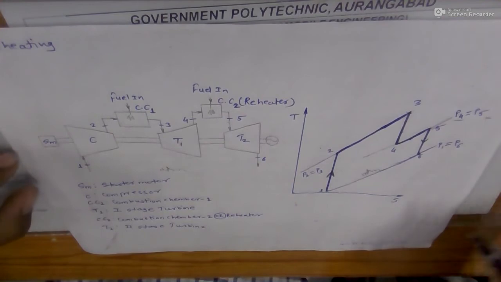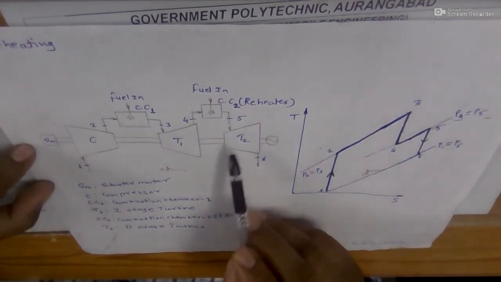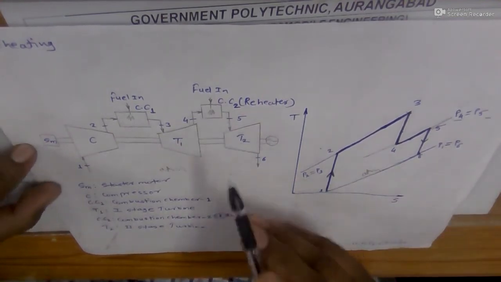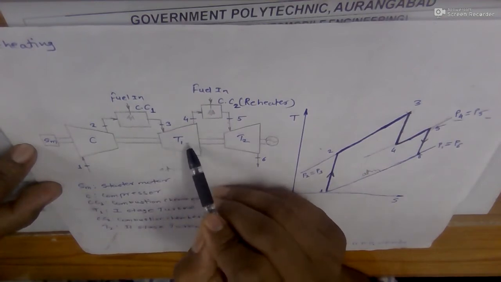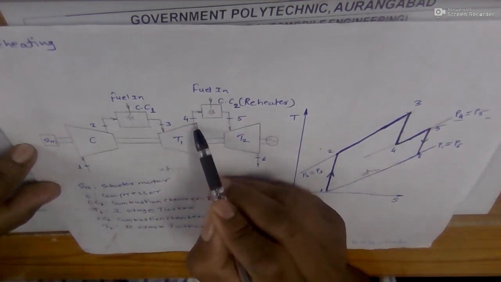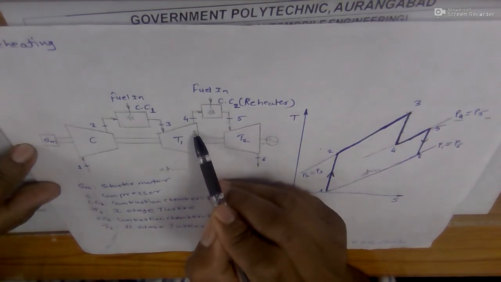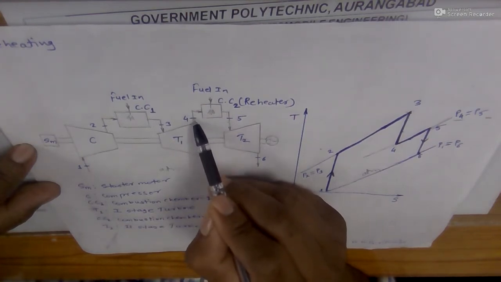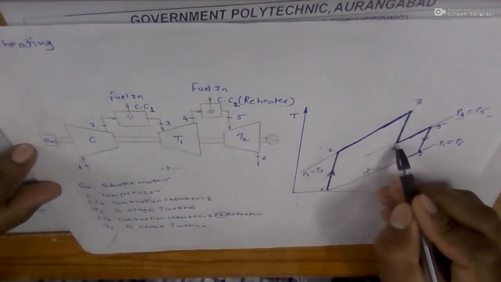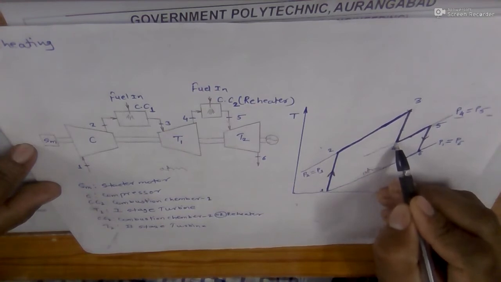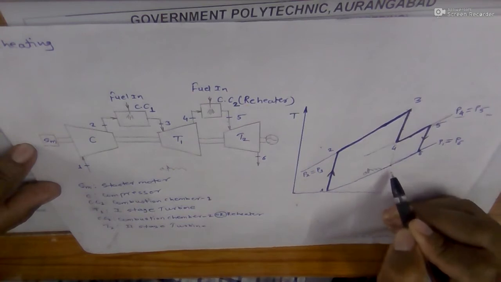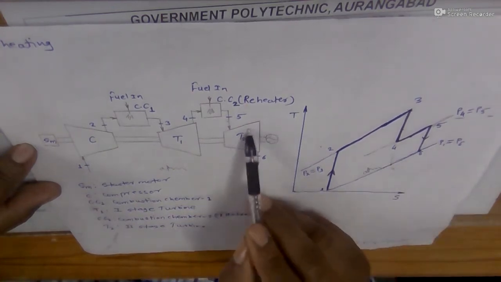Okay, so consider if I am not using a second stage turbine, and after the first stage turbine I directly allow those gases to enter the atmosphere at state 4. Then this line will not stop over here, state 4 will not stop here, it will come directly downward. It will be somewhere here when I am not using a second stage turbine and a reheater.